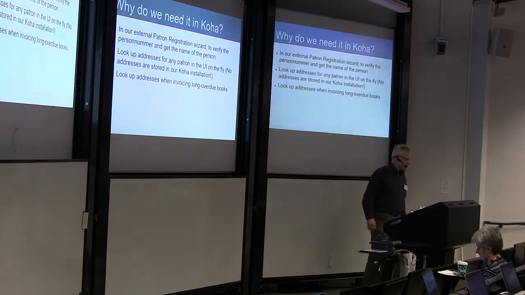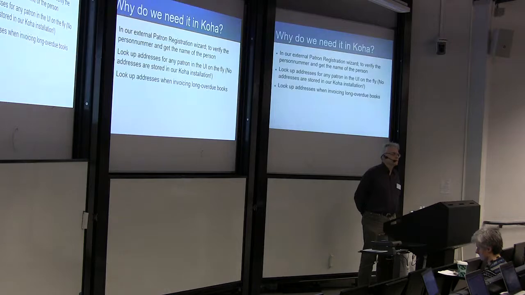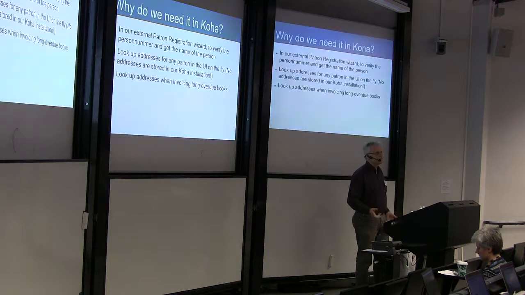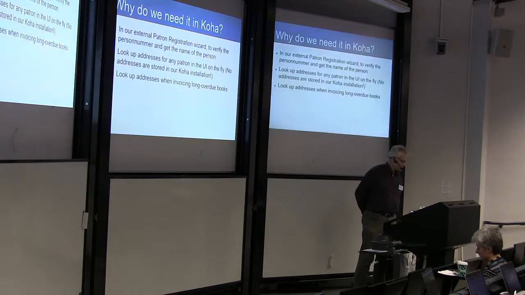So why do we need it in our Koha? The first place is the external patron registration wizard. When we are registering external patrons, then we need to verify the personnummer and also verify the name. For the internal persons, the persons that are employed by the university or our students, we don't need to do this because we get it from the internal university system, the catalogs and other systems.